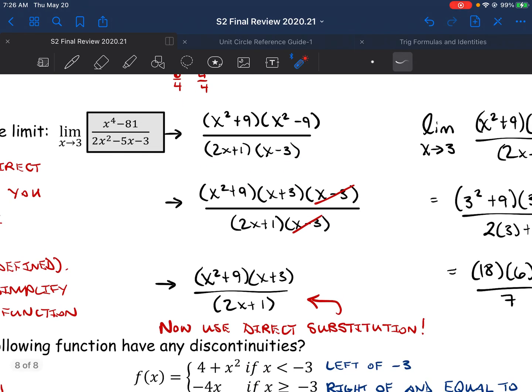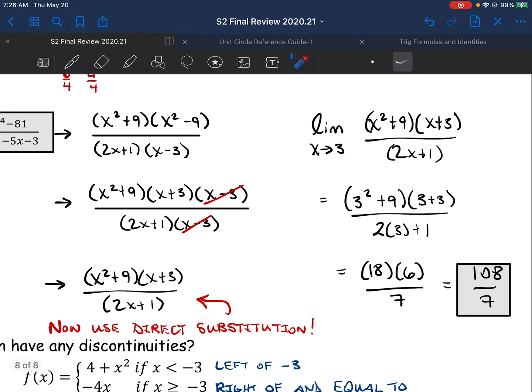Okay, so notice x minus 3's are going to cancel. What we're going to be left with is x squared plus 9 times x plus 3 over 2x plus 1. And at this point, if we try direct substitution with the 3, it's not going to turn the entire denominator into a 0. So now we're going to basically restart the problem, but with a simplified version of our original function. So the limit as x approaches 3, the simplified version of our function, we plug in 3, do a bunch of simplifying, we get 108 over 7 as our limit.